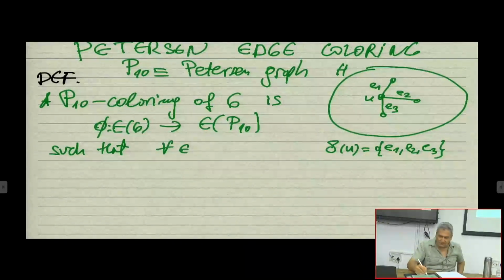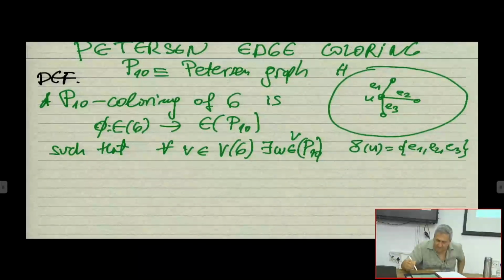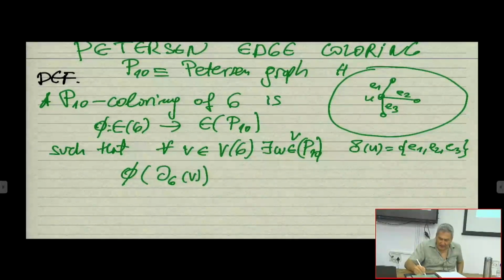for every vertex V of G there exists a vertex W of P10, a vertex of Petersen, such that phi of the edges of G at V are equal to the edges of P10 at W. I know that you don't understand now what I'm talking about, yes?